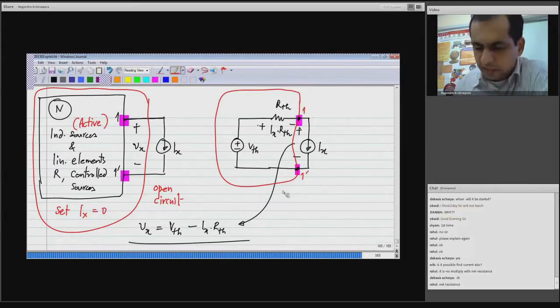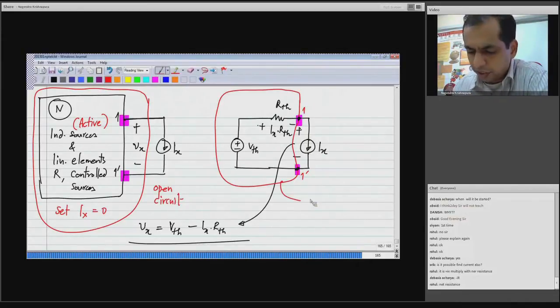And this particular representation, probably some of you know this already, is known as the Thevenin circuit or the Thevenin equivalent circuit of this part.